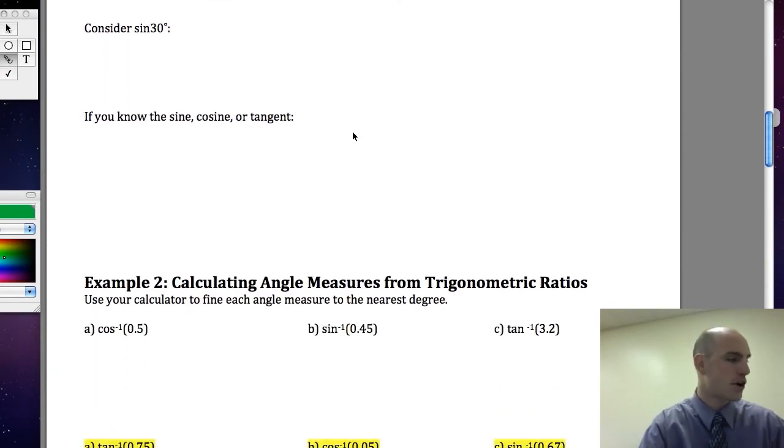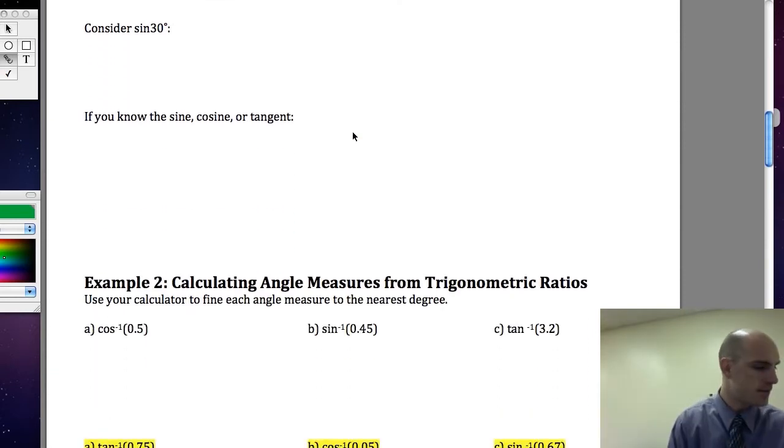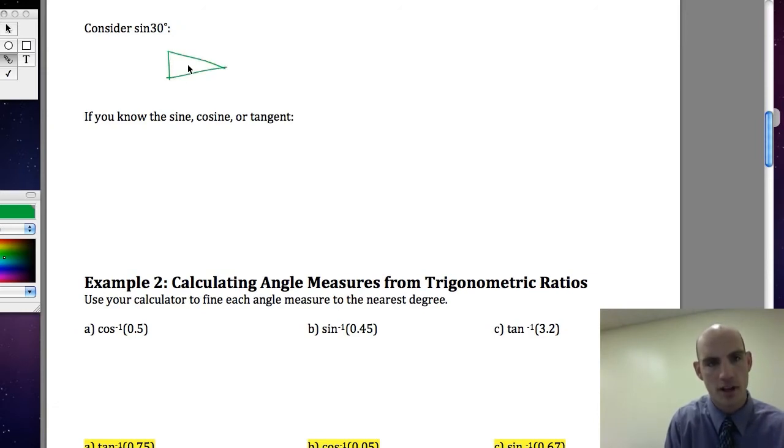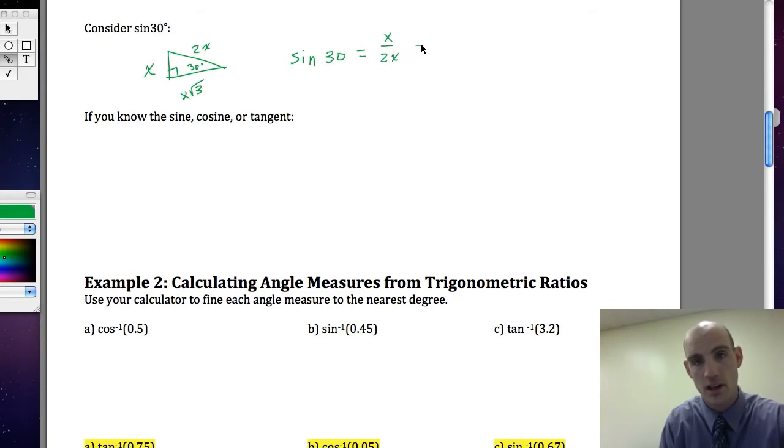Let's consider the sine of 30 for a minute. The sine of 30, as we recall, if I draw out this triangle, and this is my 30-degree angle, I know that this is x, this is 2x, and this is square root of 3 times x, given the fact that this is a 90-degree right triangle. The sine of 30 is equal to opposite over hypotenuse, x over 2x, which equals, after I cross out, 1 over 2. So the sine of 30 is equal to 1/2.